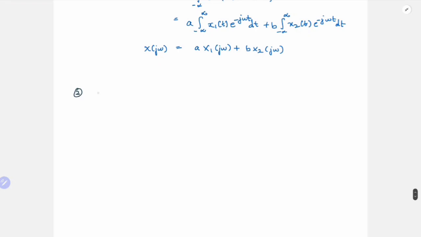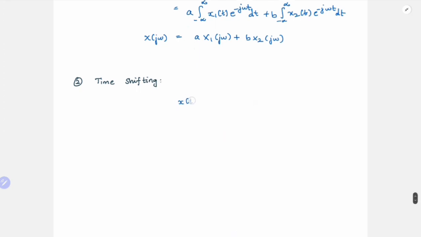Next we'll see the time shifting property. So what happens in time shifting? If x of t has the Fourier transform x of j omega, what do you think x of t minus t naught will have? So in the Fourier series, it was just a factor e power minus jk omega naught t naught, right? So here also it is similar. Since here we don't have k omega naught, we just have omega. It is e power minus j omega t naught times x of j omega. So only the phase changes. The magnitude is going to remain the same.